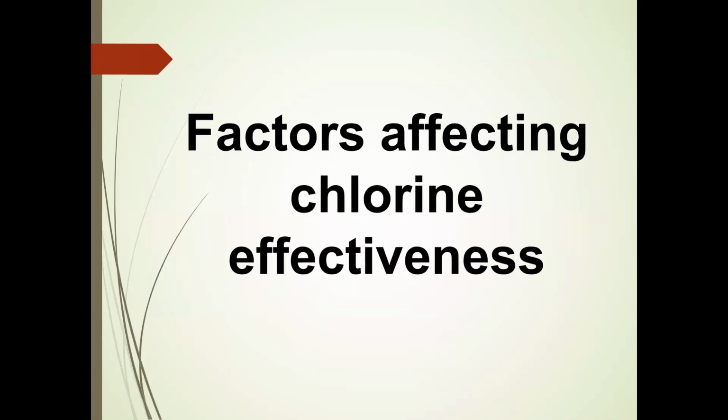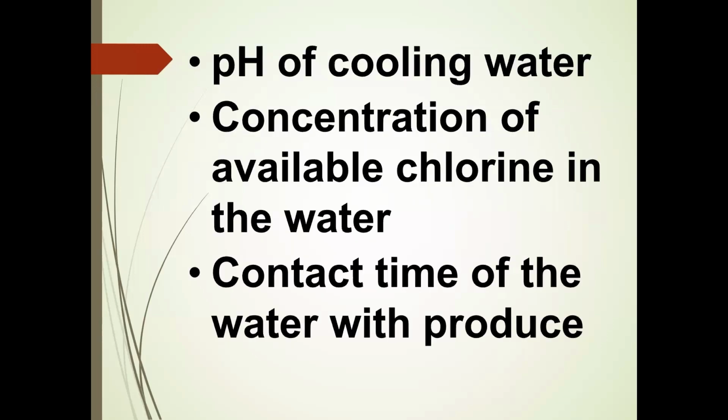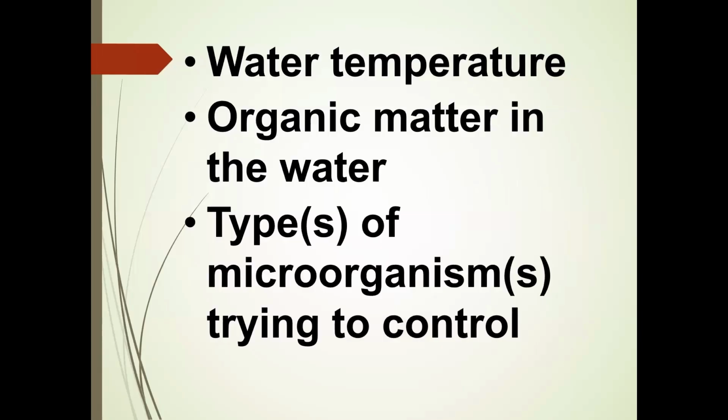So what are some factors affecting chlorine effectiveness? First is the pH of the cooling water, followed by the concentration of available chlorine in that water. The contact time of the water with the produce is also very important. The temperature of the water will affect chlorine's effectiveness. Organic matter in the water will affect chlorine levels. And chlorine's effectiveness is determined by the type or types of microorganisms that one is trying to control. Some are easier to control than others.